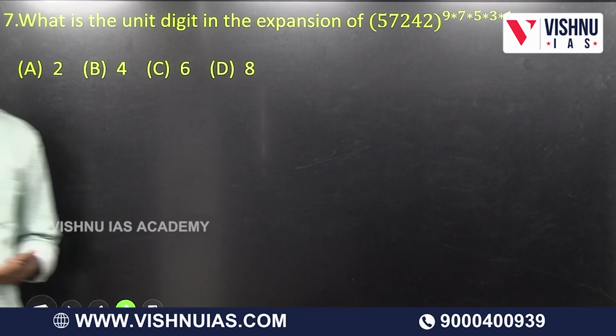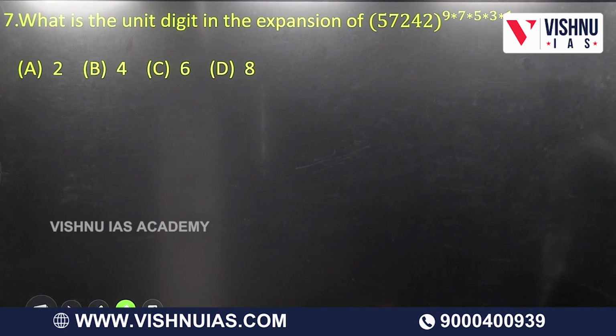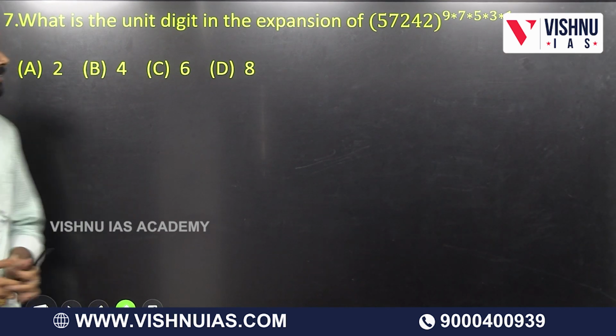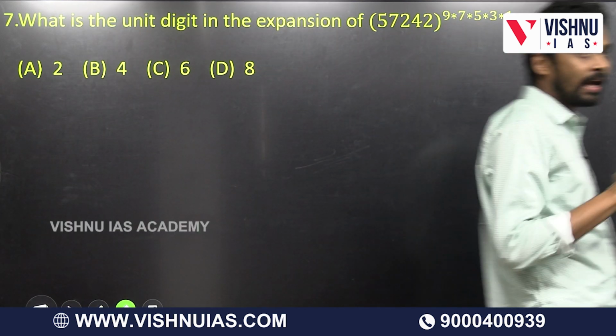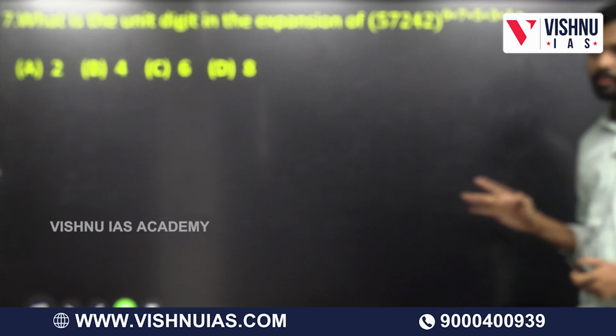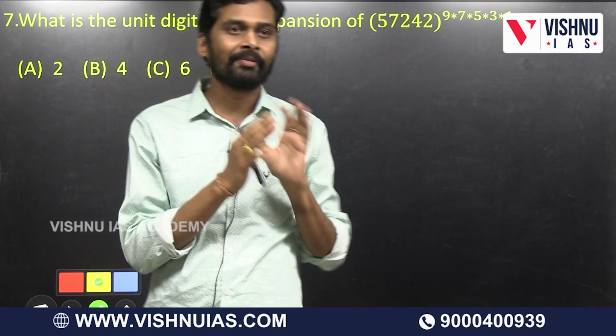We completed this concept, right? Finding out the unit digit. So the problem is given in this way. So tell me the answer. What is the unit digit in the expression of 57242 to the power of 9 into 7 into 5 into 3 into 1? What is the logic when the number ends with 2, 3, 7, 8?